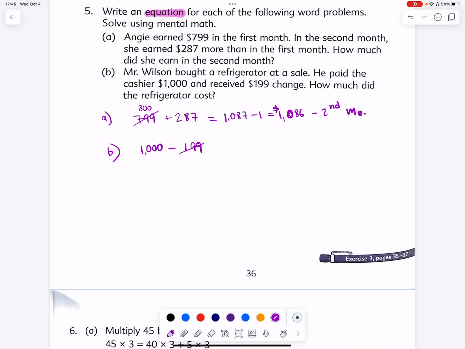Let's think of 199. Let's round it to 200. So easy to do math in your head this way when you work with round numbers. 1,000 minus 200 is 800, but we subtracted one extra. We subtracted 200, but we only needed to subtract 199. So let's put it back. And altogether we can say the refrigerator cost $801. And we're done. Thank you so much.